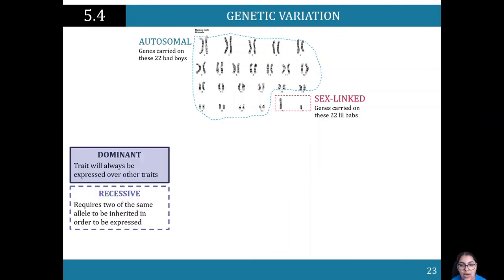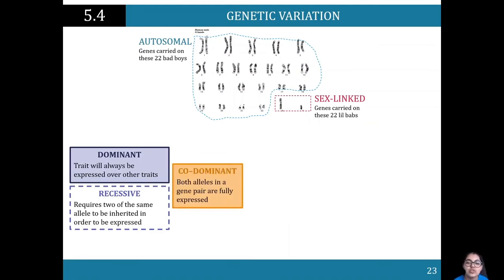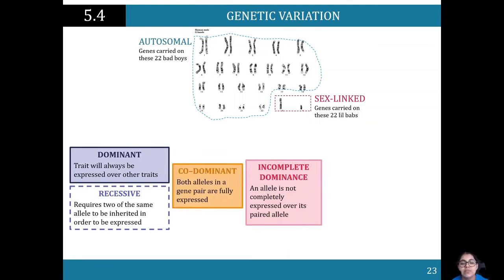So here we are. Now, based on that, we can then talk about the expression of phenotypes. So, for example, a dominant trait is one that will always be expressed over other traits. That's what we call a dominant trait. Recessive trait is when it requires 2 of the same alleles to be inherited in order to be expressed. So 2 of the same alleles have to be inherited, and therefore it's recessive.